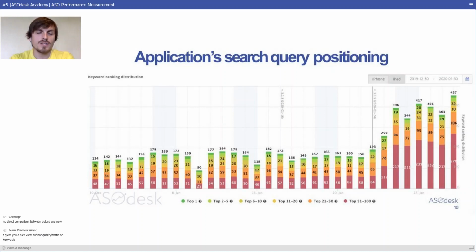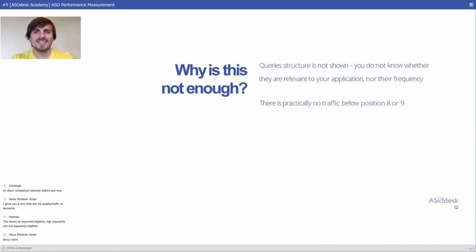Yes, that's right. It shows you no quality. Okay, we're ranking for the keywords, but we have no idea whether we are getting traffic or whether these keywords are relevant for us or not. Yeah, fancy colors, you're right. The query structure is not shown, so you don't know whether they are relevant to your application or the frequency.